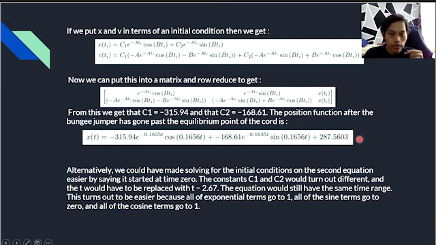Alternatively, we could have made solving the initial condition on the second equation easier by saying it starts at time 0. The constants C1 and C2 would turn out different, and the t would have been replaced with t minus 2.67. The equation would still have the same form, and this turned out to be easier because all our exponential terms go to 1, all of the sine terms go to 0, and all of the cosine terms go to 1.